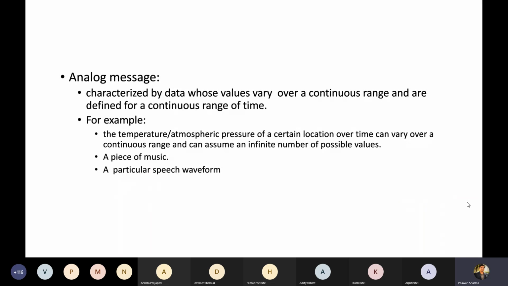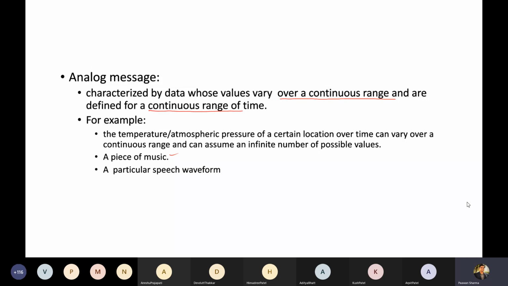On the other hand, an analog message is very intuitive: the data value varies over a continuous range. In that range, any value can be picked up, any value can be considered. That is not the case with digital messages. They are also defined for a continuous range of time. So for any instant of time, the value can take any quantity in a given range. For example, temperature, pressure, etc. All these values are continuous in range, and especially time series data is continuous in nature.